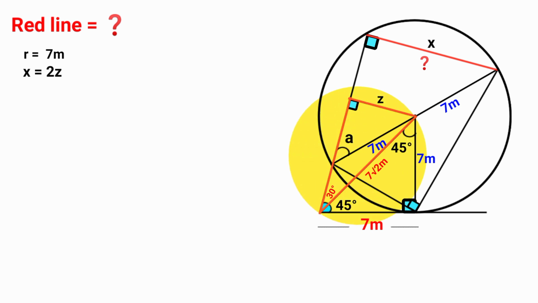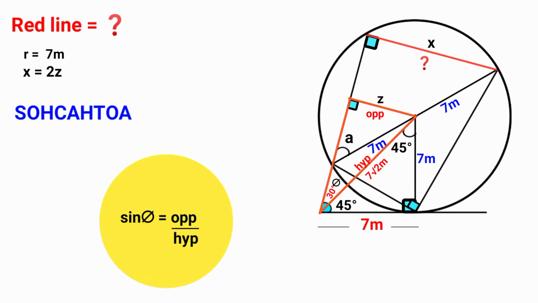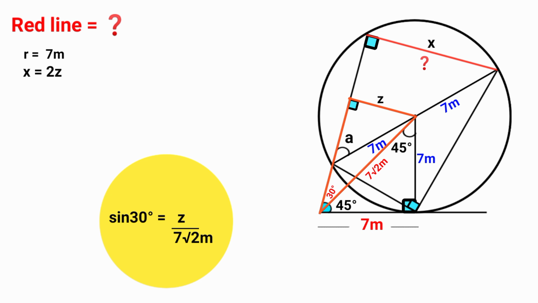Now look at this triangle. It is a right angle triangle, so we use the SOHCAHTOA tool. Taking this angle as theta, this is the opposite, and this is the hypotenuse. We know sine theta equals opposite over hypotenuse. Theta is 30 degrees, opposite is z, and hypotenuse is 7 root 2 meters. So sine 30 degrees equals z over 7 root 2 meters. 30 degrees is a special angle, and its sine ratio is 1 over 2. So 1 over 2 equals z over 7 root 2 meters.